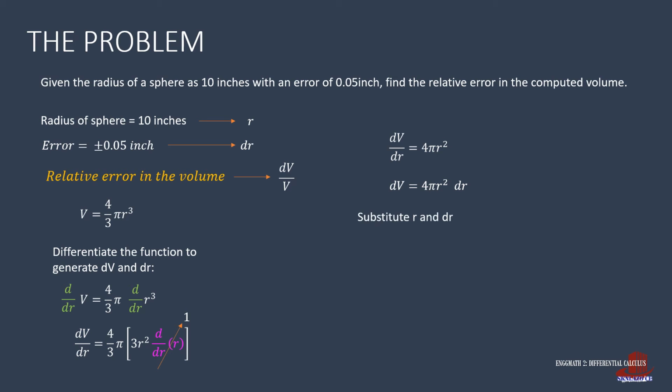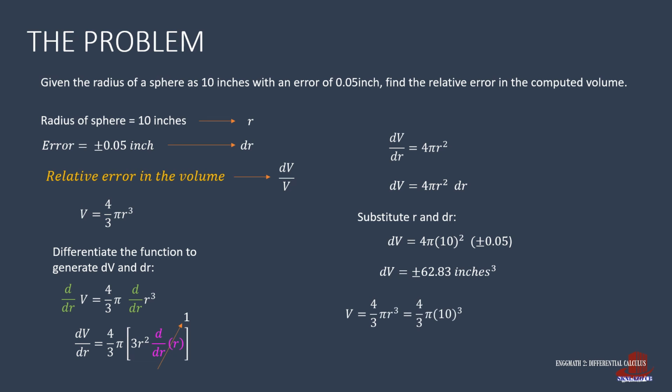Having this equation, we can then substitute values of r and dr. That makes dV as 4 pi times 10 squared multiplied by plus or minus 0.05. dV is then taken as plus or minus 62.83 cubic inches.